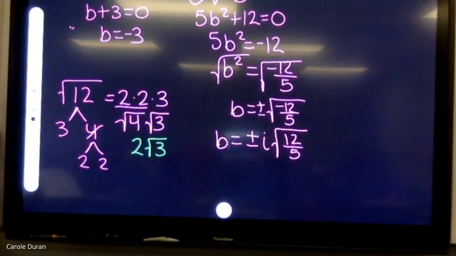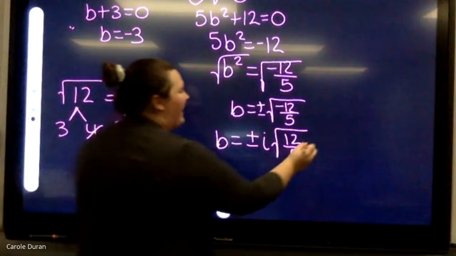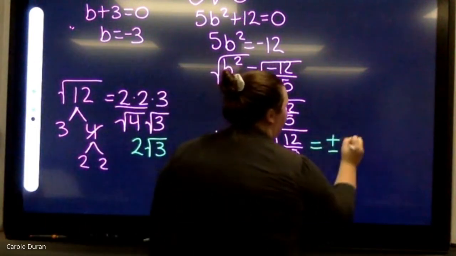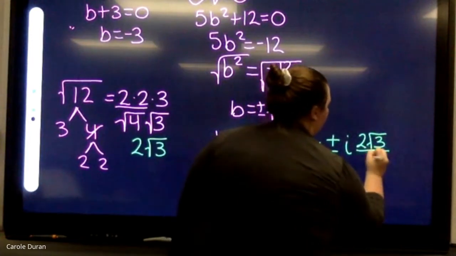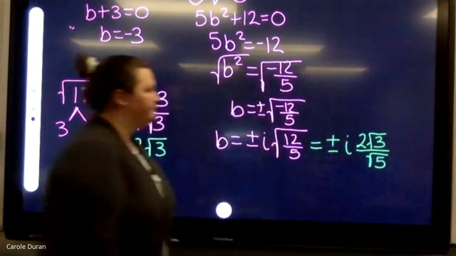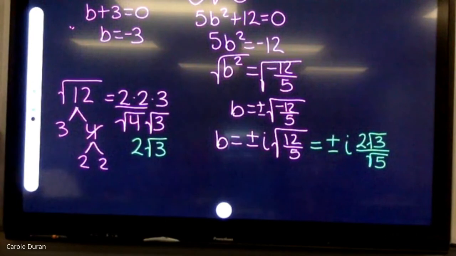I wish you would have explained this like this. So now I have positive negative i times 2 times the square root of 3 over the square root of 5. I would probably have ended this 12 steps ago. Why? That would have been so nice for everyone.